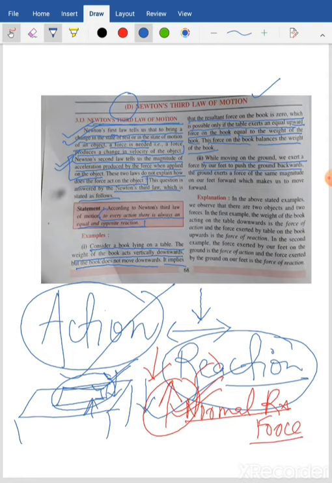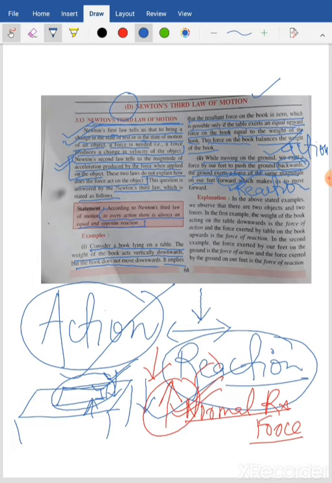Backward direction. So it pushes backward, and we are able to walk in the forward direction. Our feet are pushing the ground in the backward direction, which is the action. This is the action, you can write it here. And because of that the ground pushes us forward. This is the reaction. So you see, action is producing reaction. This is our Newton's third law.